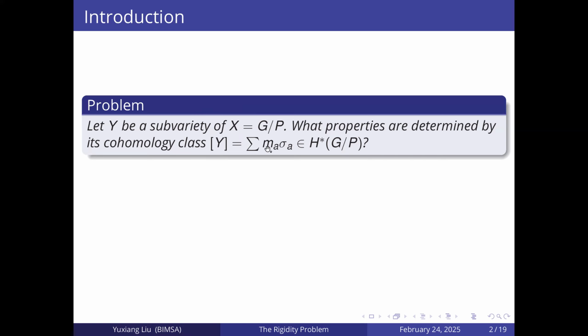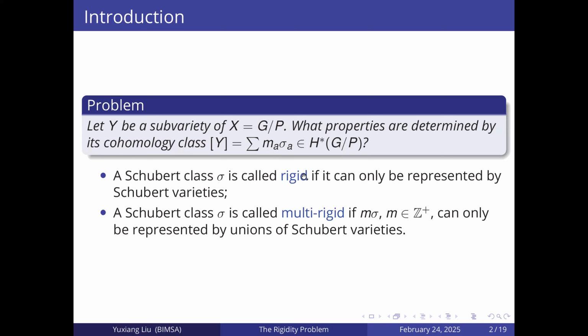It is known that the Schubert classes form a basis of the cohomology. So we can write the cohomology class of Y as a linear combination of Schubert classes. Then we ask what properties of Y are determined by its cohomology class. For example, if the class of Y is a Schubert class, then we can ask whether Y has to be a Schubert variety. If the answer is positive, then we call it rigid.